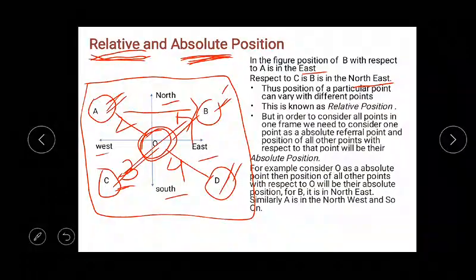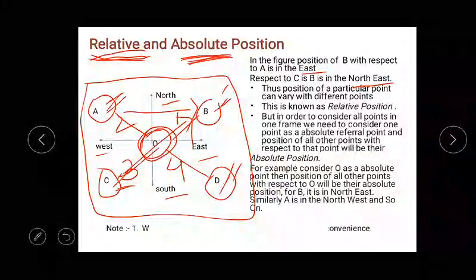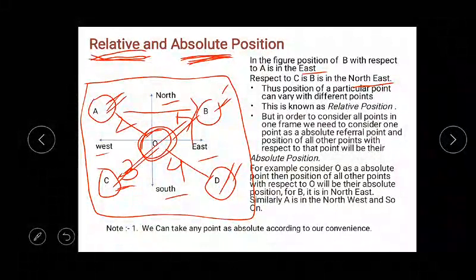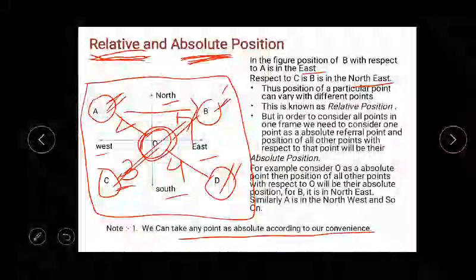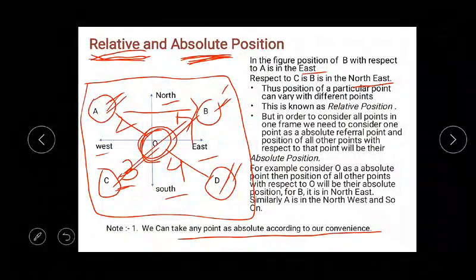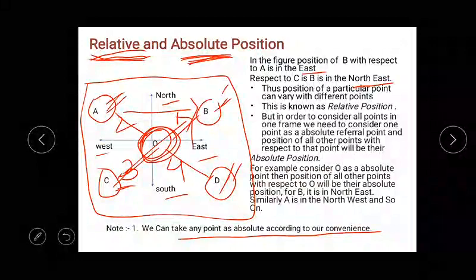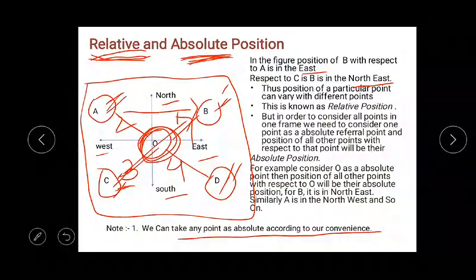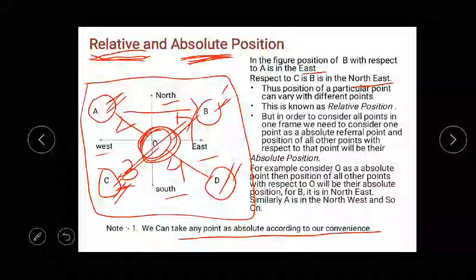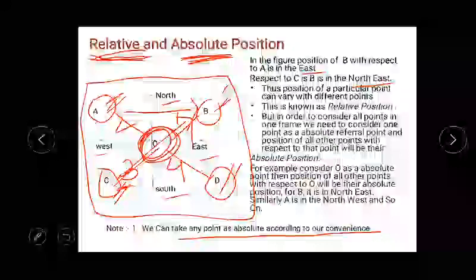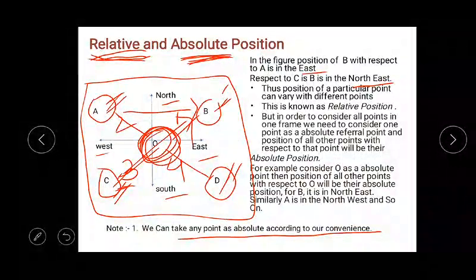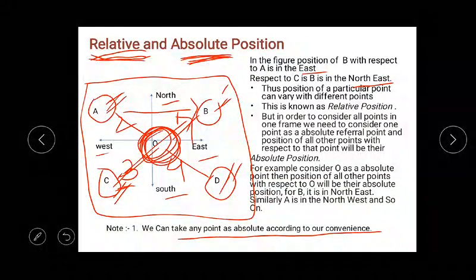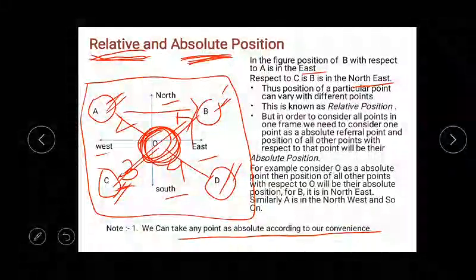Okay, and so on. Here we should keep in mind these two points. We can take any point as absolute according to our convenience. In this case, our convenience was to take O as the fixed point, so we have taken O as the fixed point. If your convenience is to take C as the fixed point, you can take C as the fixed point or absolute reference point. So it is not necessary that O will always be the fixed reference point, but for our convenience we have taken O here as the absolute reference point.